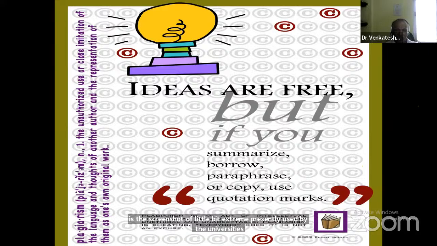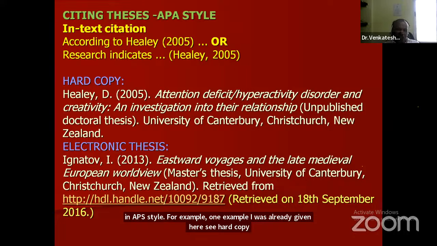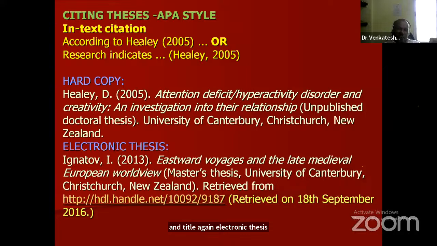So here we have to think, ideas are free, but we have to summarize, borrow, paraphrase, or copy, but use it in a quotation. See, I also used the quotation marks. To reduce the similarity, you have to put in-text citations in the thesis, but in APA style. For example, one example I have already given here. See the hard copy, AELE D 2005, and the title, again an electronic thesis, again one more author, it is an example. See how to cite in the middle of the thesis or paper.